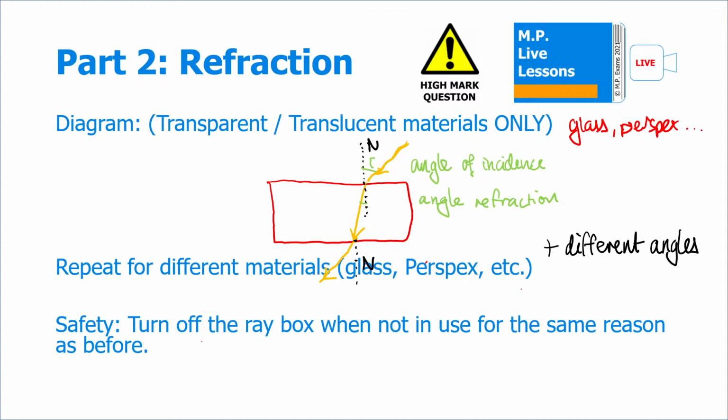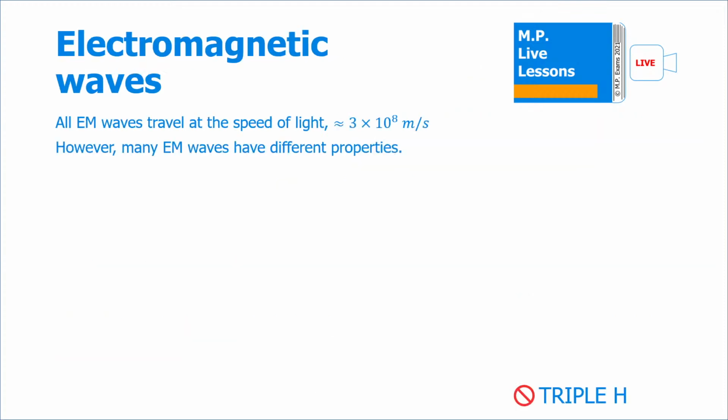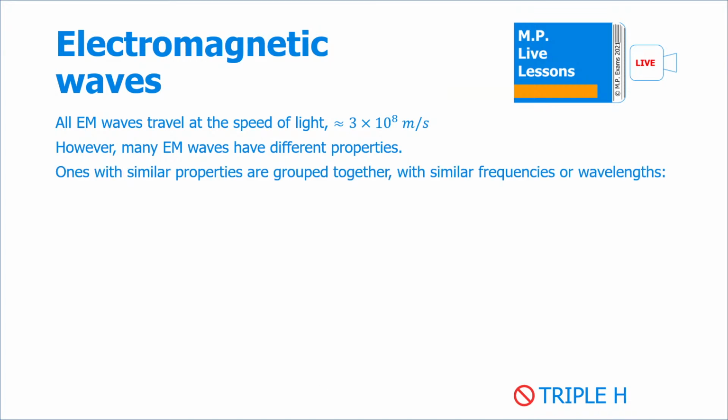Now, next is for mainly combined science, electromagnetic waves. So all electromagnetic waves travel at the speed of light, which is roughly 3 times 10 to the 8 meters per second. You may want to remember that. Now, many electromagnetic waves will have different properties because they have different frequencies, wavelengths, and so on. So ones with similar properties are grouped together with similar frequencies or wavelengths.